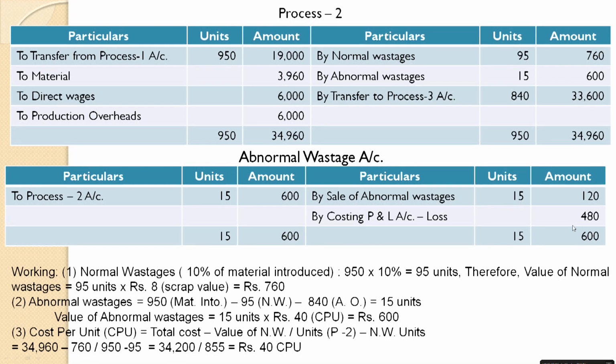So, this is the way the abnormal wastages account has to be prepared, and this loss would be transferred at the end of all the 3 processes in the profit and loss account, which is specifically prepared for the costing. So, now this 480 rupees is an abnormal loss.